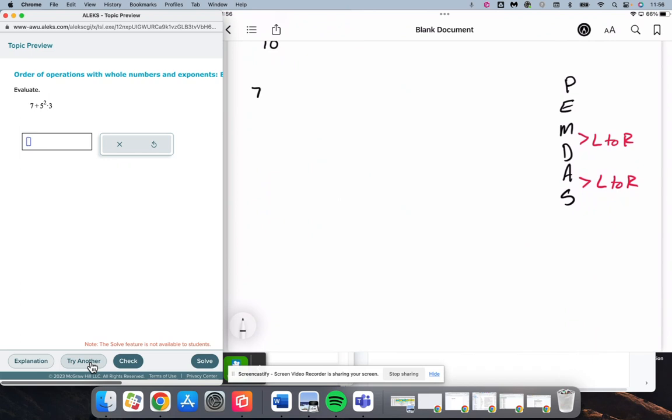So we've got 7 plus 5 squared, or 5 to the power of 2, times 3. And we look for parentheses, there are none. Exponents, we do have an exponent, that's 5 to the power of 2. So 5 times itself. So 5 times 5 makes 25.